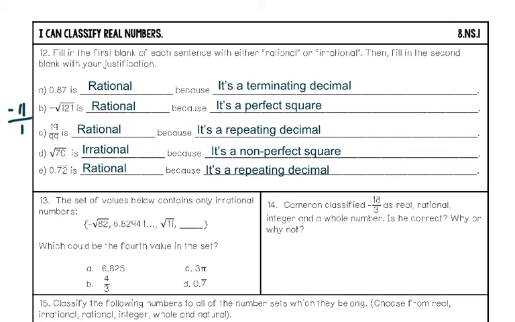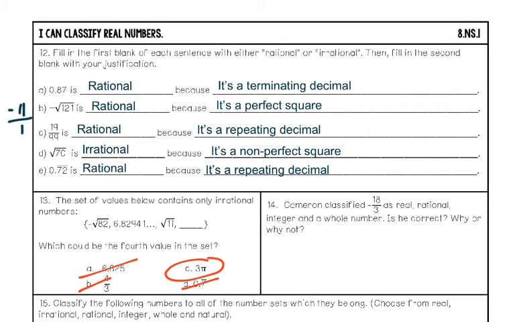So for number 13, it says this set of values below contains only irrational numbers. So all these are irrational, which would be the fourth value in the set. So in this set, you want to pick the irrational number out of it. So we want to cross out anything that is a fraction. Fractions are rational. So B cannot be the irrational number. A is a terminating decimal. Those are rational. And then D has a repeating decimal. Those are rational. So the only one left is 3 pi. So anything to do with pi is irrational. It's the most famous irrational number. So your answer should be C.